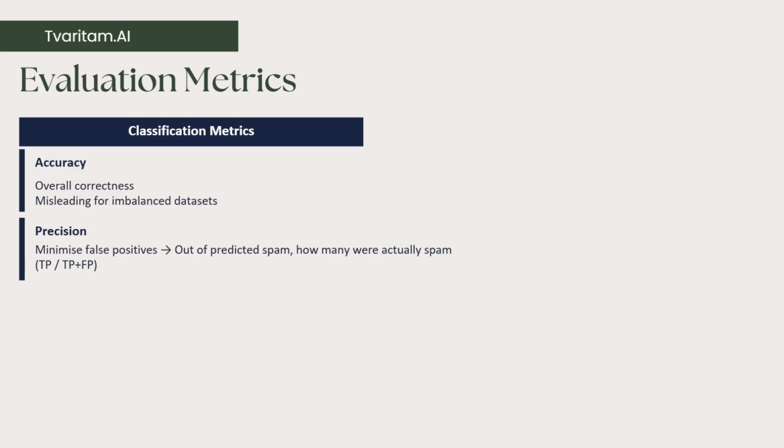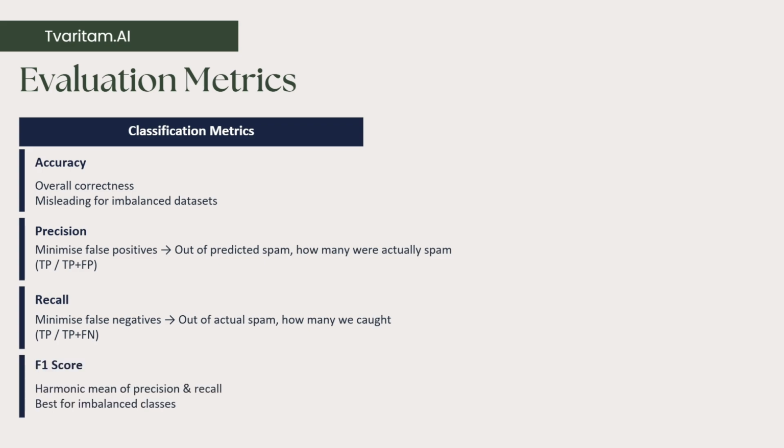So it is true positives divided by the sum of true positives and false positives. Recall tells us out of all actual positive points, how many were correctly predicted as positive. So it is true positives divided by the sum of true positives plus false negatives.